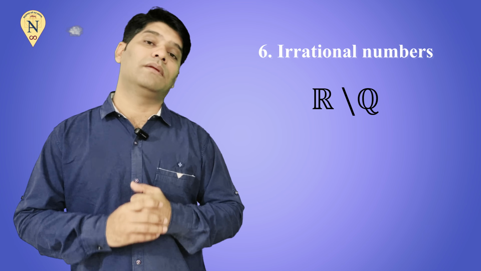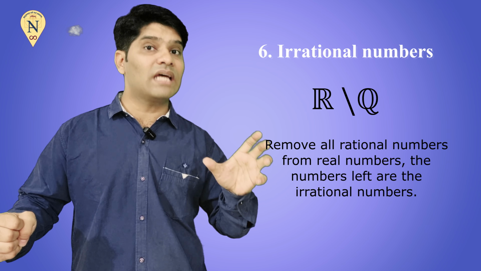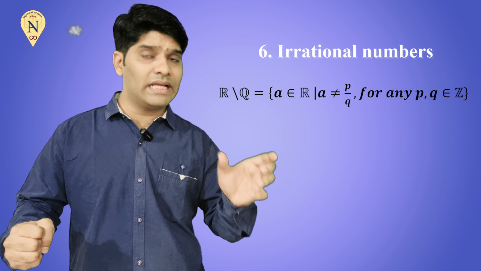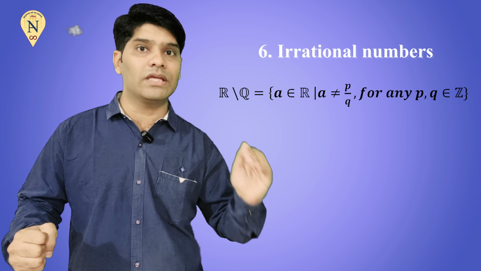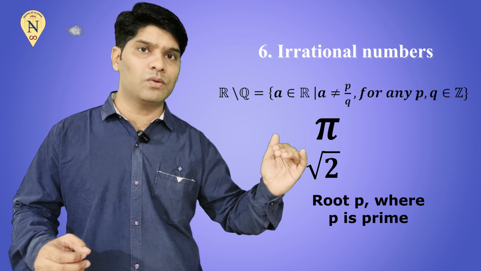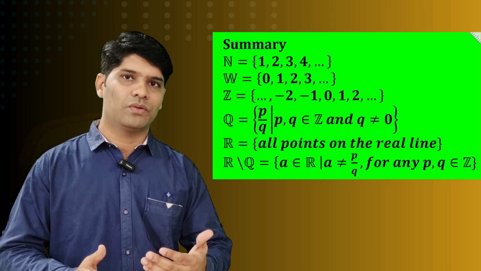Next is irrational numbers. From real numbers, you just remove rational numbers and whatever numbers are left, those are irrational. So if I want to define irrational numbers, it is a collection of all numbers which are not expressible in the form of p by q. Some examples are pi, which is not expressible in the form of p by q, and √2, which is not expressible in the form of p by q. Root p, where p is prime, is never expressible in the form of p by q, and there are a lot of irrational numbers. We will discuss more difficult examples in the next video.